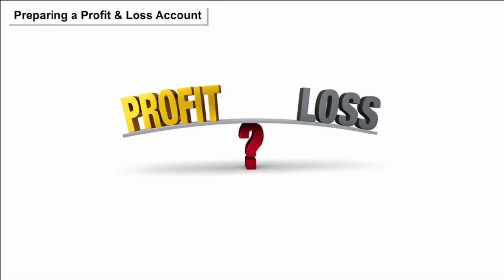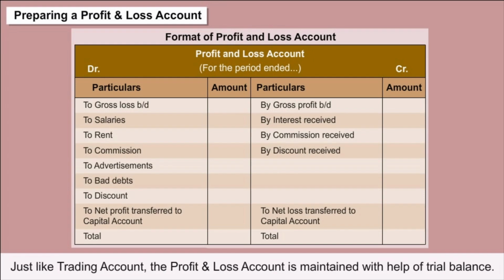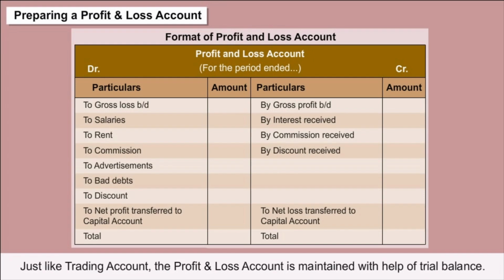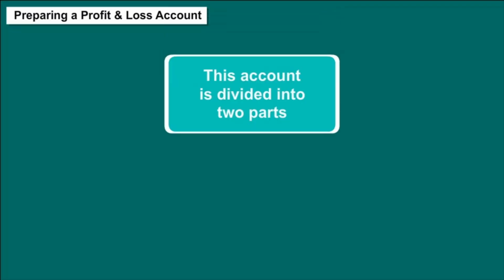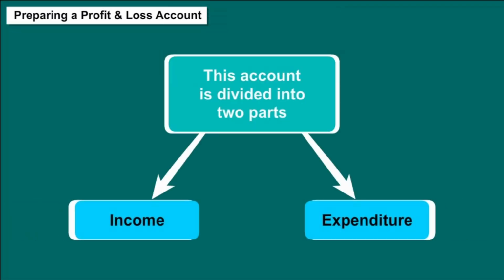Preparing a profit and loss account. Just like the trading account, the profit and loss account is maintained with the help of trial balance. This account is divided into two parts: income and expenditure.